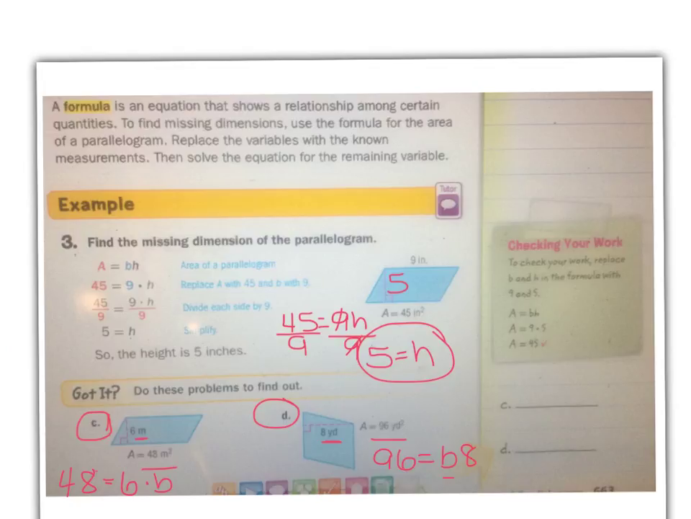See if you can guess what these missing pieces are. Okay, so you're basically asking yourself, 6 times what is equal to 48, and what times 8 equals 96. Press pause now, solve the problems, and then check your answers with Porky.